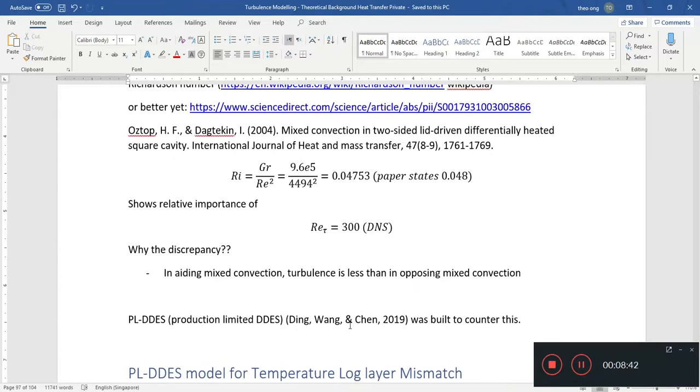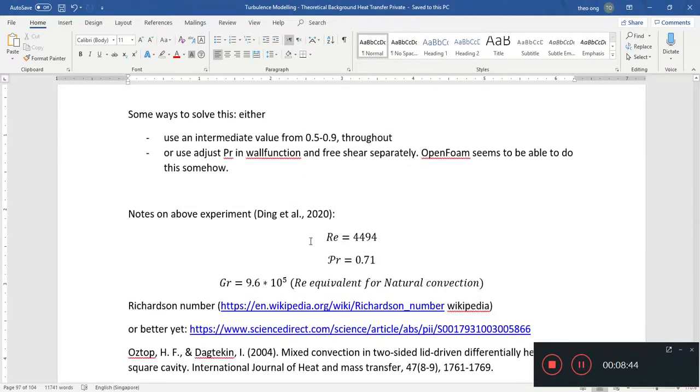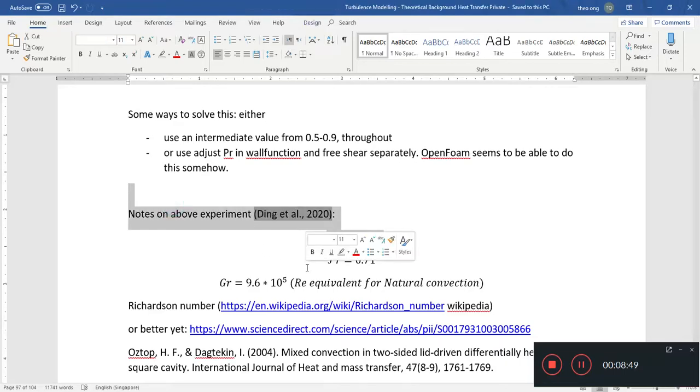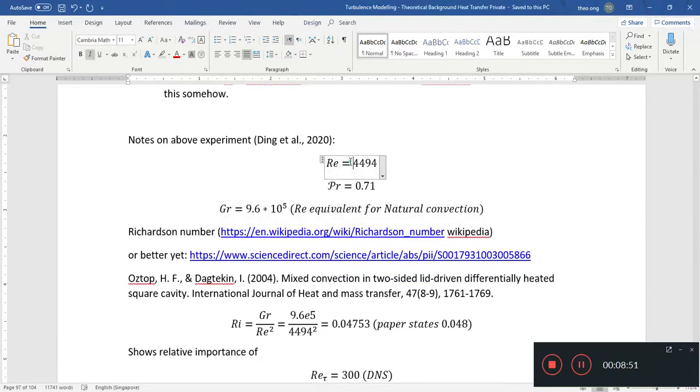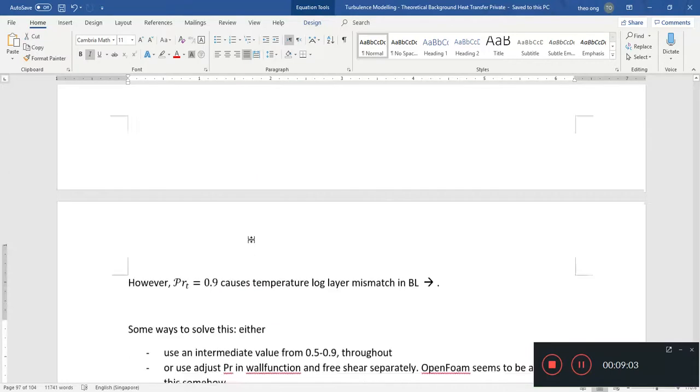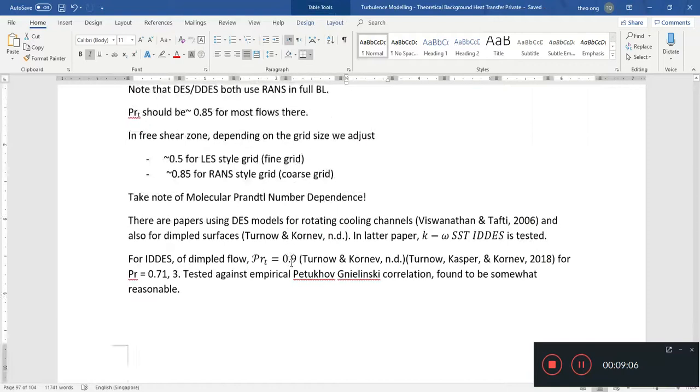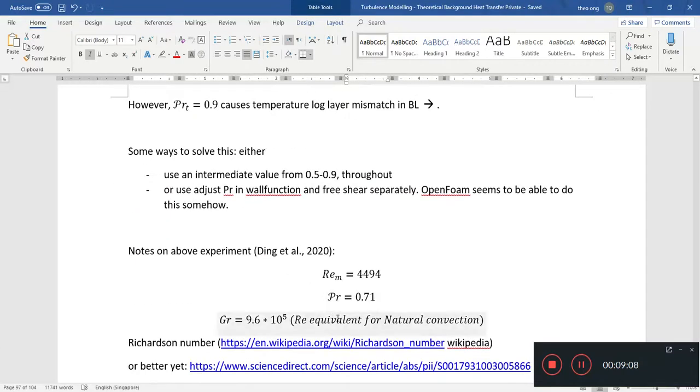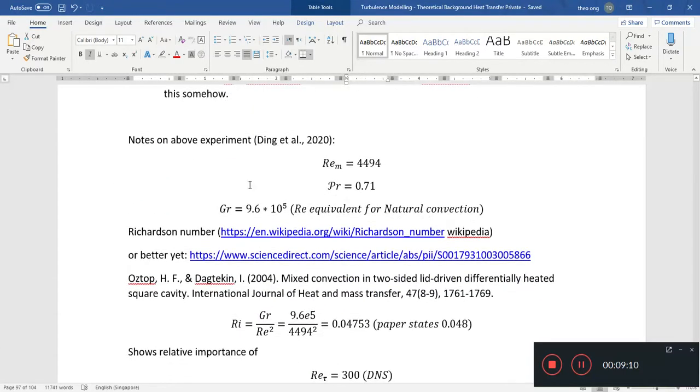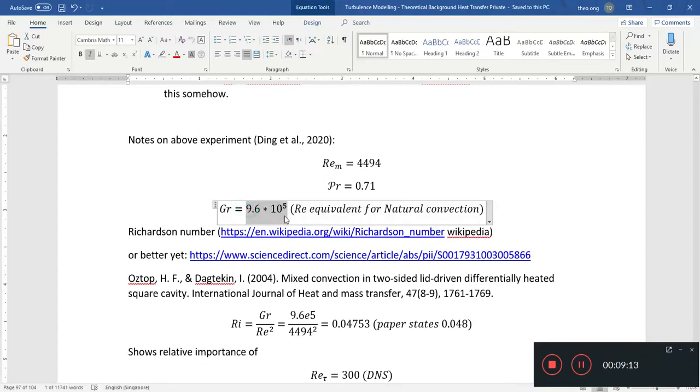If you're interested and want to try and recreate this experiment, here are some notes. The mean flow Reynolds number is about 4494. The Prandtl number is 0.71, which is very characteristic of air. The Grashof number for this mixed convection, because we have natural and forced convection together, is 9.6 times 10 to the 5.